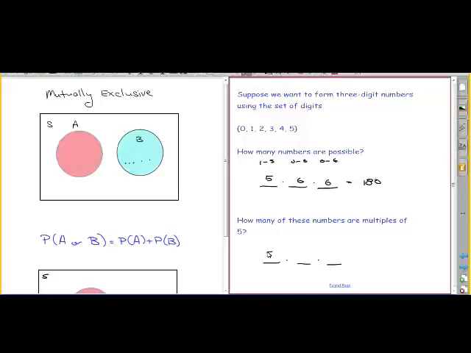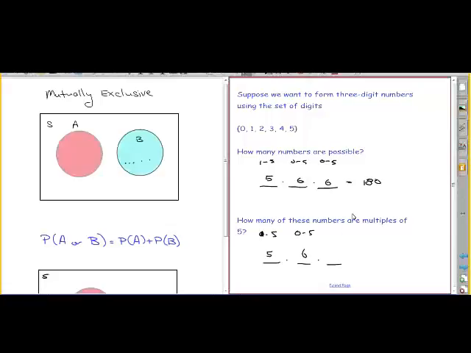Again, I have 5 choices for the first number because I can't have 0. So this can be from 1 to 5. This can be from 0 to 6. Why did I put 6 in there? I don't know why I did that. Let me fix that. So 0 to 5, which is 6 numbers.